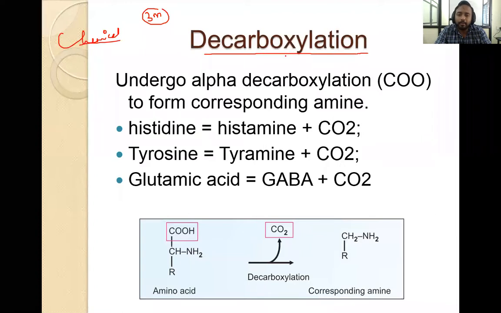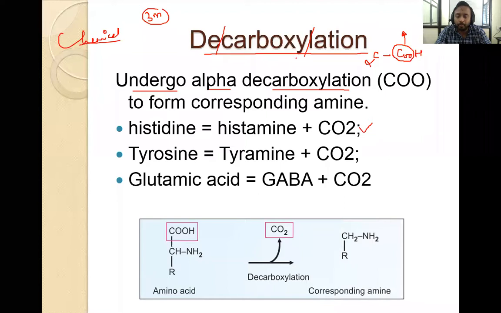Okay, the name itself is telling: de is removal, carboxyl is COO, that is the COOH group, correct? So the COO group is removed from the amino acid, a decarboxylation reaction. That is, it undergoes alpha decarboxylation reaction because it is attached to the first carbon, or the alpha carbon. So removal of this is called a decarboxylation reaction. CO2 is removed as carbon dioxide.